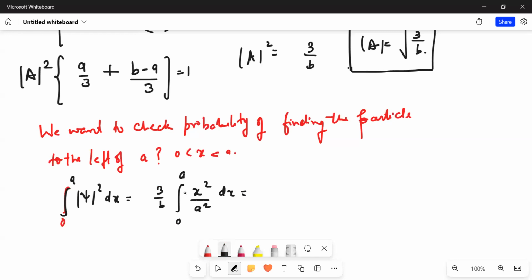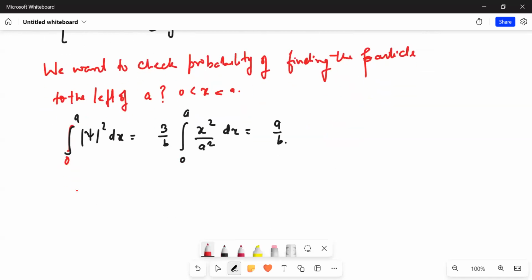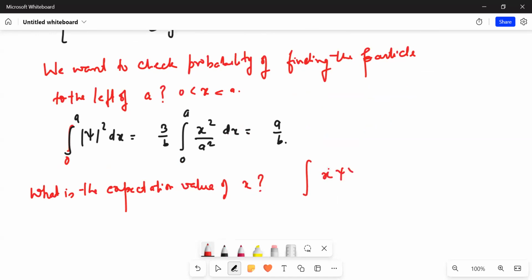A by B. Okay, so this will be a by b. Try to find the expectation value of x. So what is the expectation value of x? And if you don't know expectation value, I'm going to write it this way. It is x psi x. So x remains x. So it will be x mod psi whole square dx simply.